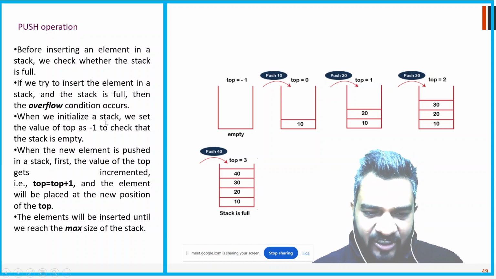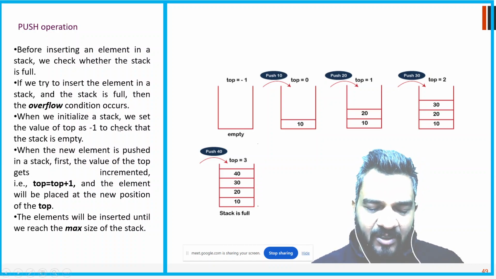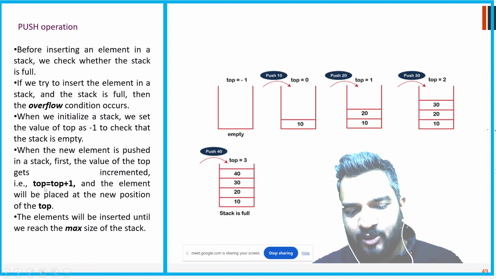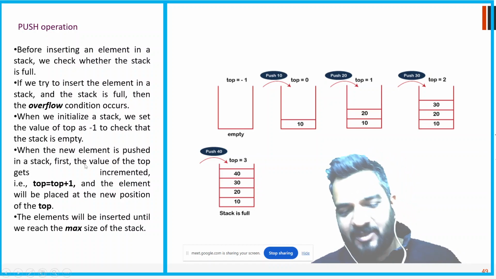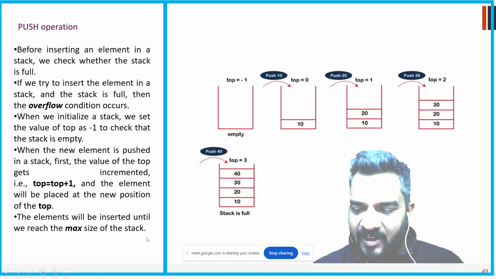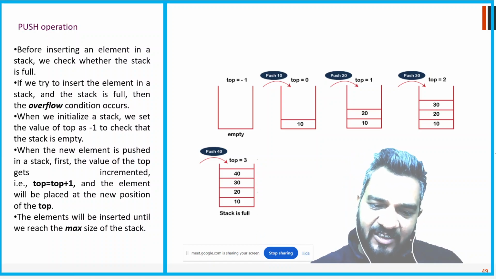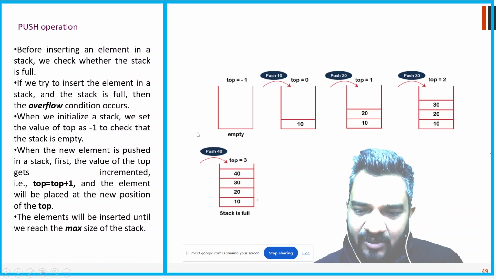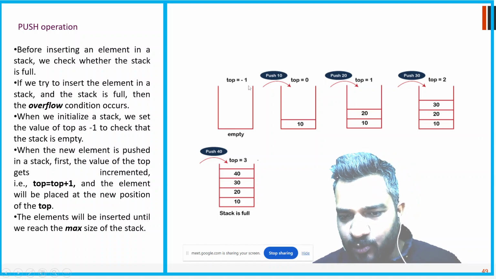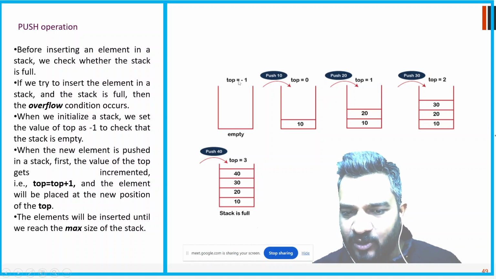We initialize the stack with top equal to -1 to check whether the stack is empty or not. Whenever a new element is entered, top becomes top = top + 1, or top++. Elements will be inserted until we reach the maximum size of the stack. So initially if the stack is empty, top is -1. When we enter 10, we increase top by 1, so top is now 0 and we enter the number here.